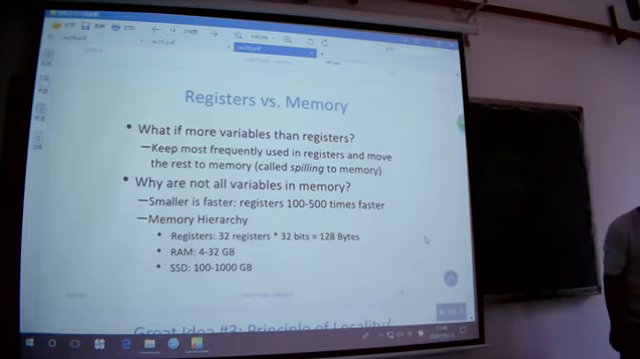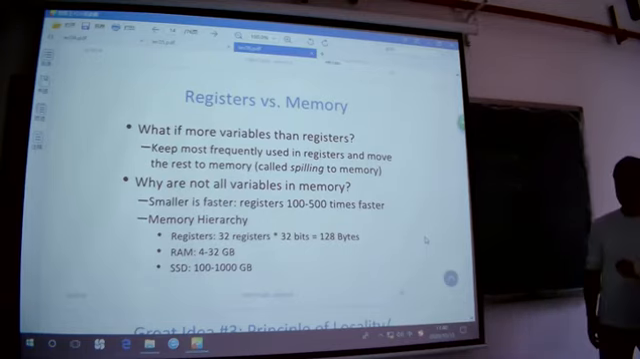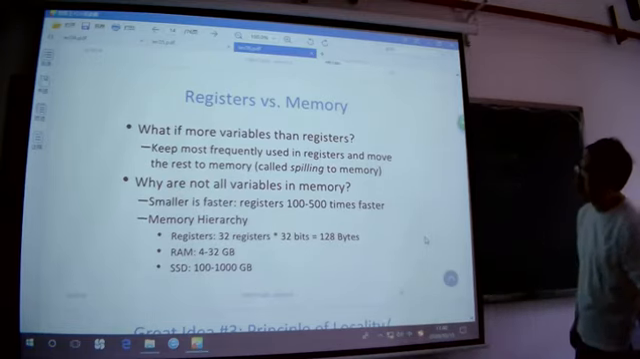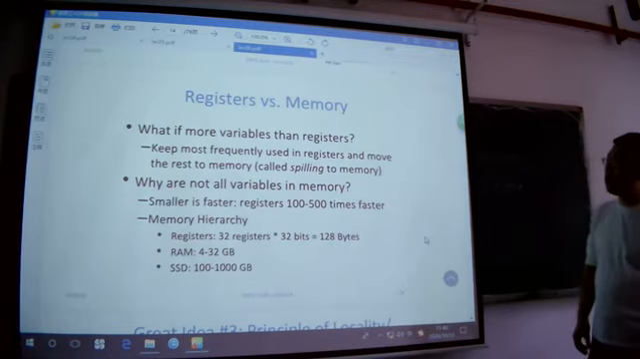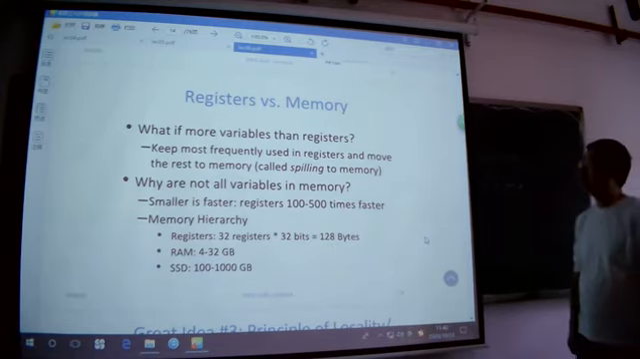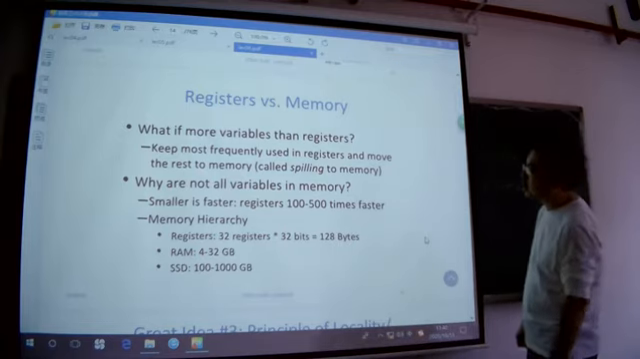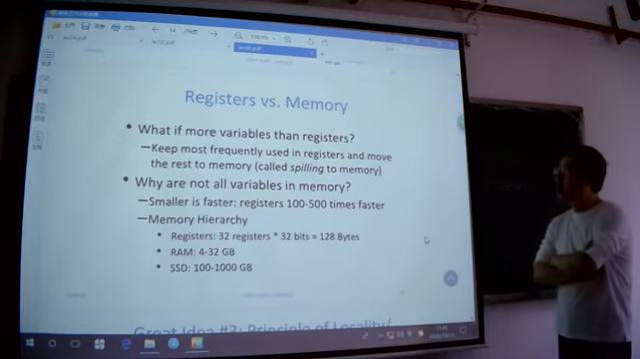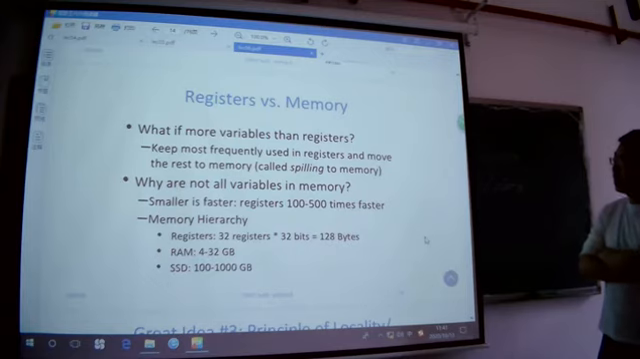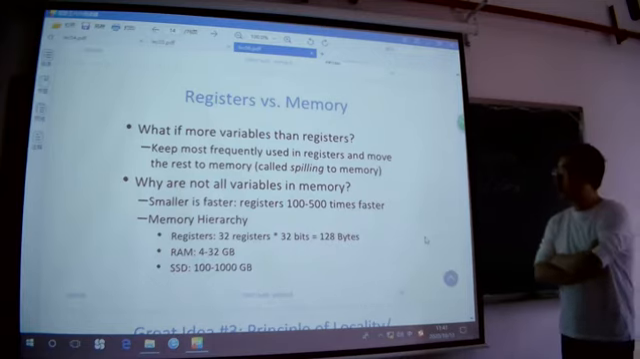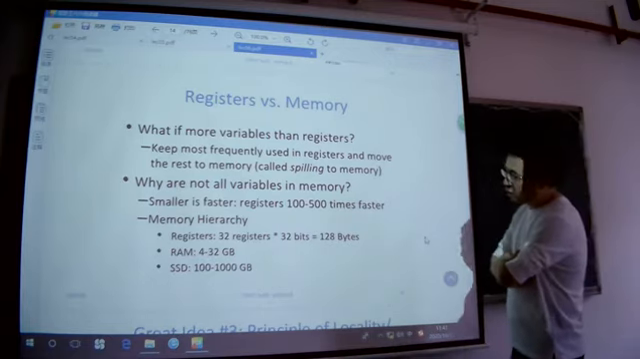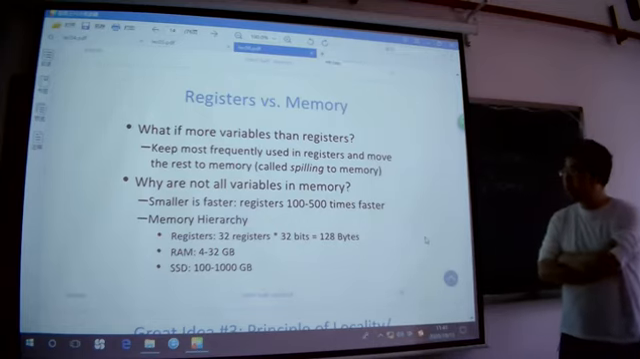Okay, we can find the question: registers vs memory. What if there are more variables than registers? Keep the most frequently used in registers and move the rest to memory. We call it spilling to memory. Why are not all variables in memory?